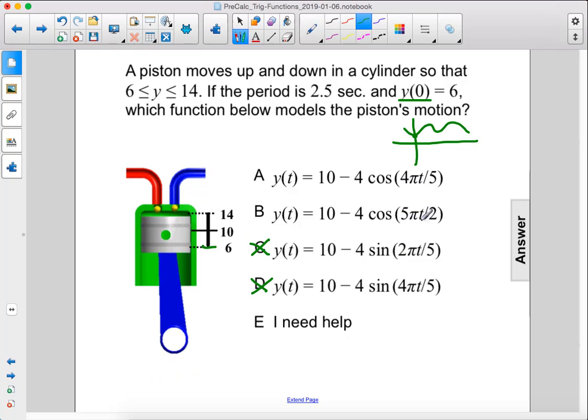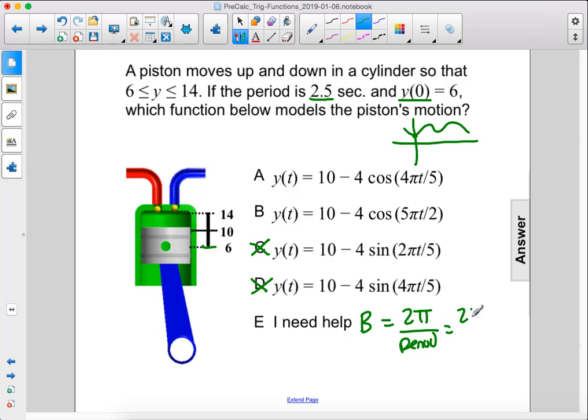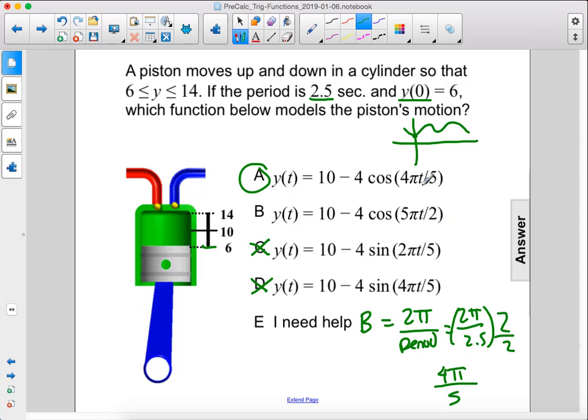Now we have to figure out what b is. We are given that the period is 2.5 seconds. B equals 2 pi divided by the period. The period is 2.5. So 2 pi divided by 2.5, so that we don't have this decimal on the bottom, we'll multiply the whole thing by 2 over 2, and that will give us 4 pi over 5. So that is A.